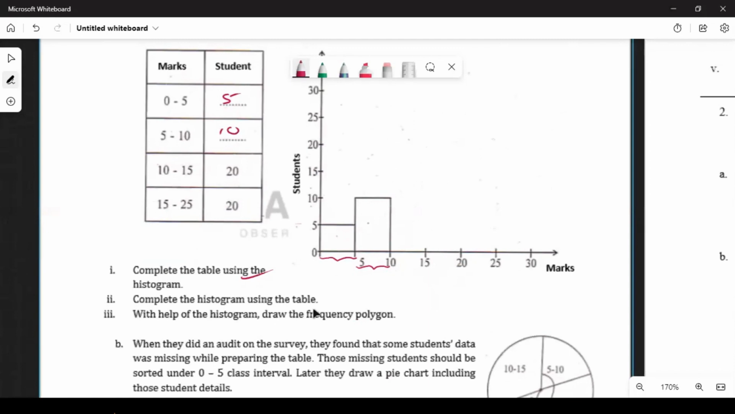Complete the histogram using the table. First 2 parts are done, no? It's already done. 10 to 15 class interval, we have 20 students. So you have to draw it like this. Okay, use your ruler to draw that. I'm drawing using my free hand. You can't do that. You have to use the ruler. Okay, I'll use the shapes to draw that, guys.